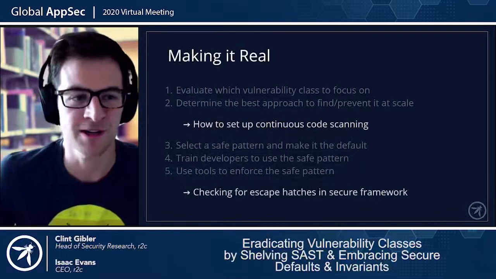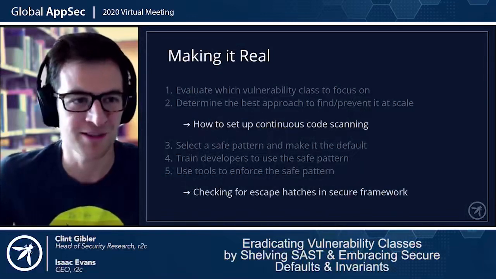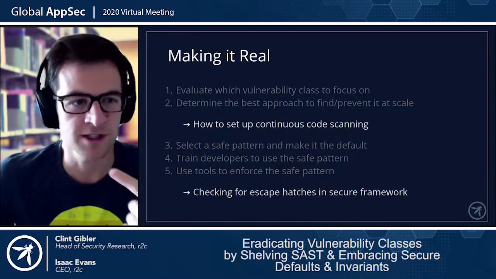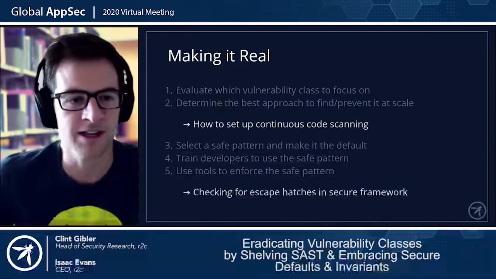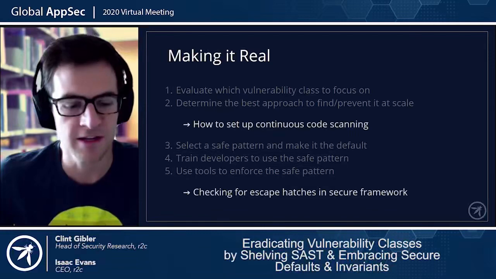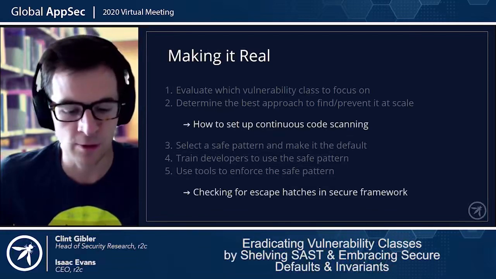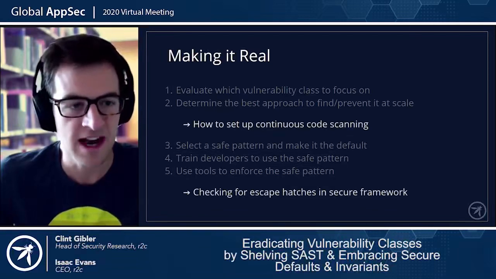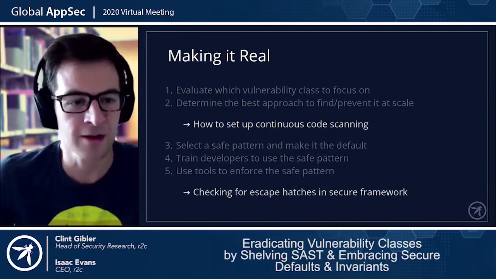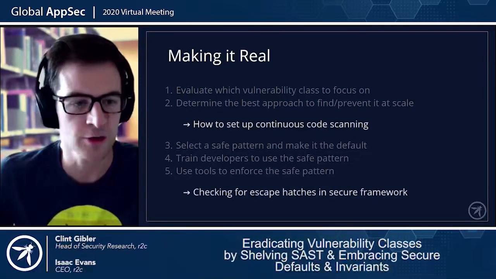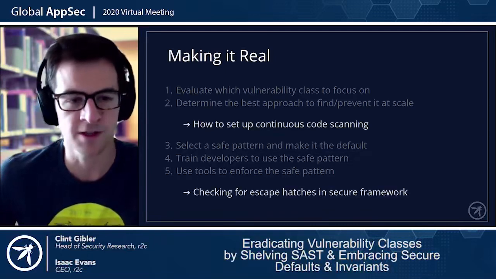So just as a reminder, because there was a lot of content in the previous section, there were 5 steps to eradicating vulnerabilities. The first one was evaluating which vulnerability class to focus on, then determining the best approach to find or prevent it at scale. Next, selecting a safe pattern and making it the default, then training the developers to use that pattern, and then finally using tools to enforce the same pattern.